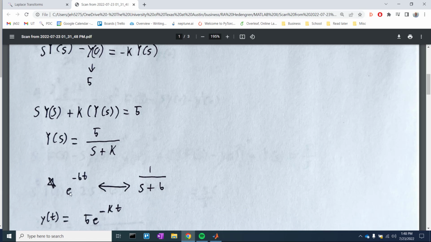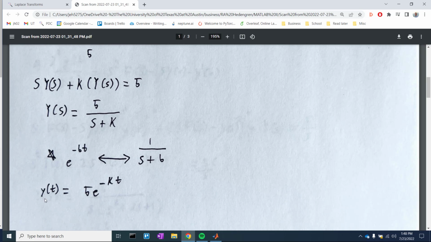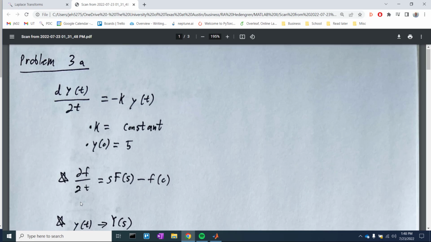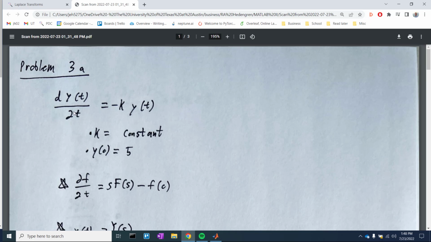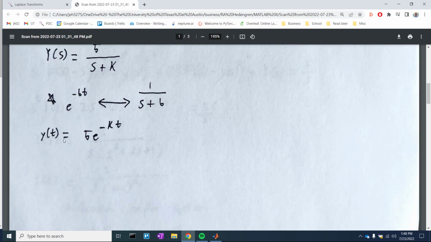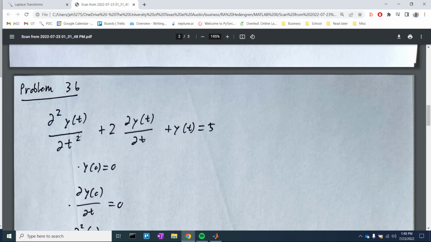And then we have this relation right here, e to the negative bt is equal to 1 over s plus b. So we can go ahead and convert that. So y of t is equal to 5 e to the negative kt. And so that's the whole point of these Laplace transforms. We can go from this form right here, from the differential equation, to the analytical solution. Let's go ahead and look at problem 3b now.